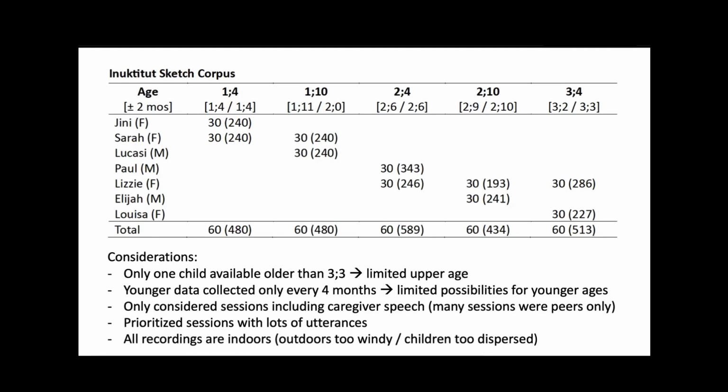If we had several options of ones to use, then we prioritized sessions with lots of utterances to give us the most data available. And as I said, all of our recordings were indoors because outdoors was either too windy or, of course, in the winter too cold, or the children ran around so much that it was difficult to get very much language out of them. Okay, I think those are the main points for the Inuktitut corpus.